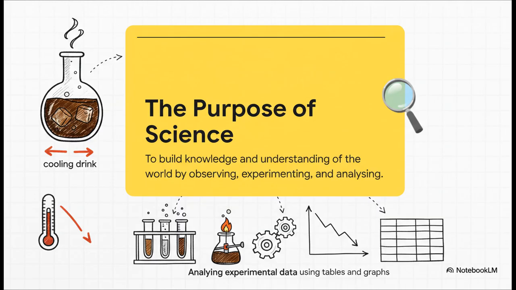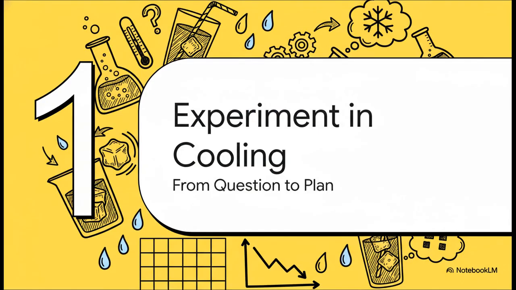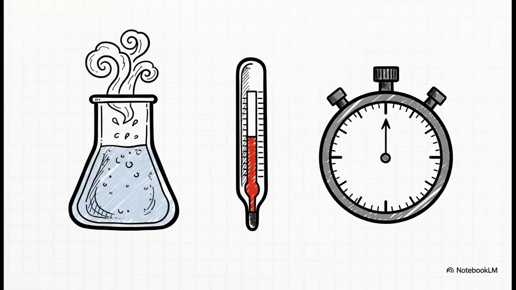And we do that by observing things, like our cooling drink, running some experiments, and then, this is the crucial part, analyzing what we find. So let's take that question about the cooling drink and actually turn it into a proper scientific plan. We're going to walk through this step by step to find an answer that's based on cold, hard evidence. And you don't need some high-tech lab for this either. All we really need are a few basic tools. We've got a beaker for our hot water, a thermometer to get some accurate readings, and a timer. We're just going to take measurements over a period of time and see what happens.